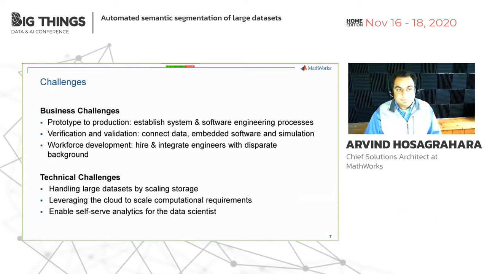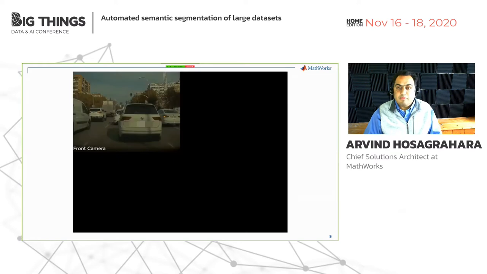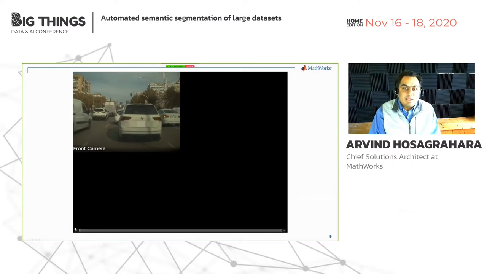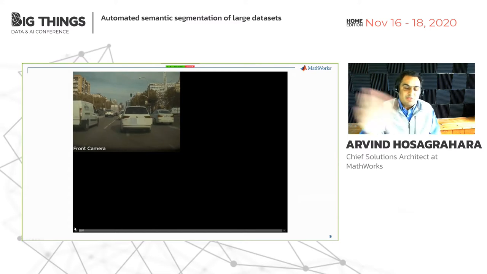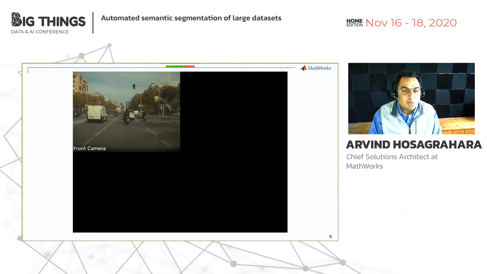So I'll jump to a quick demonstration of the results showing what a typical iteration cycle looks like. In this particular case, here is a video. It's taken on the streets of Madrid. Off to your right is the famous football club Real Madrid and the stadium, their home ground.